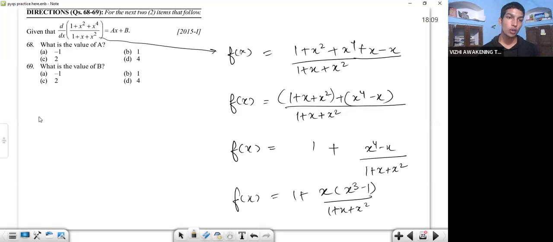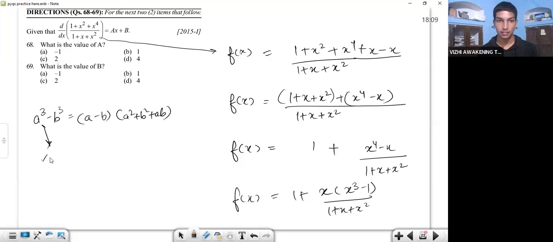Now we know the algebraic identity that a cube minus b cube is what? A minus b into a square plus b square plus ab. Here we have a as x and b as 1, because 1's cube is also 1. So we can write x cube minus 1 cube, which will be equal to x minus 1 into x square plus x plus 1, right? So let's expand it further in the next slide.